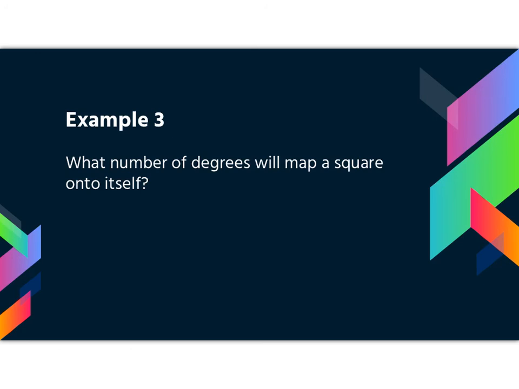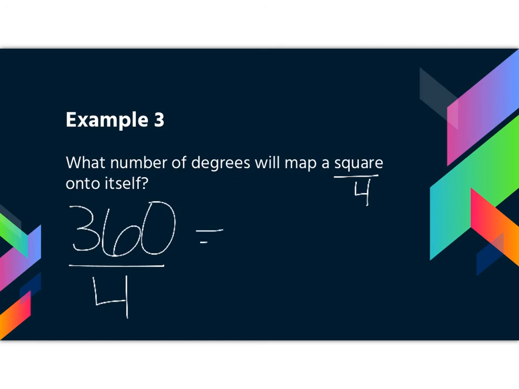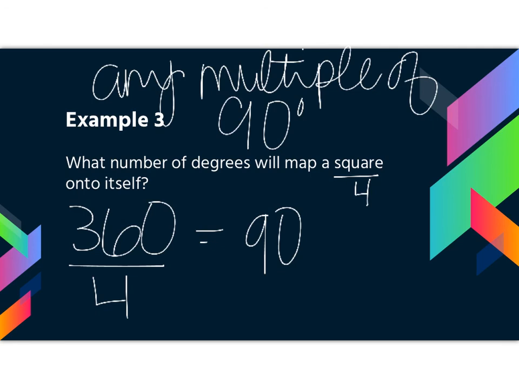So a square is a regular polygon. It is a quadrilateral, so the 4 sides are congruent and the 4 angles are congruent. So we have to use that formula 360 divided by n. But in this case, n is 4. And so 360 divided by 4 is 90. So we can rotate a square any multiple of 90 degrees and it will map onto itself. Multiples of 90 degrees are like 90, 180, 270, 360, 540, and so on.